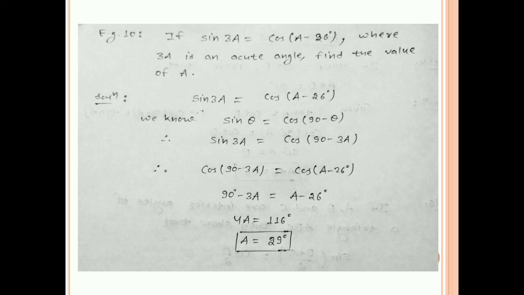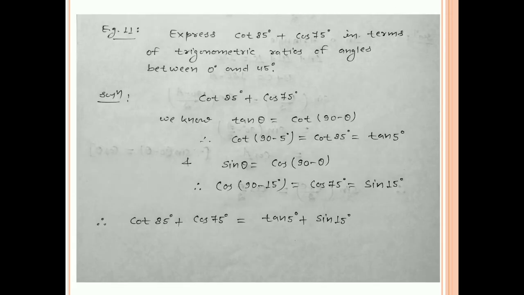Now we will put cos(90 − 3A) in place of sine 3A. So cos(90 − 3A) will be equal to cos(A − 26 degree). Now if we compare both the terms, then 90 − 3A will be A − 26. If we calculate from this equation, then we will get A as 29 degree. That will be your answer.